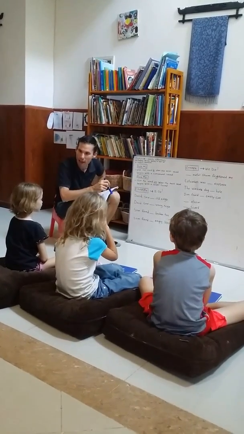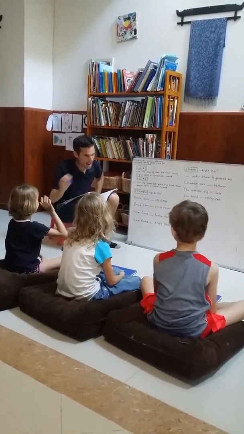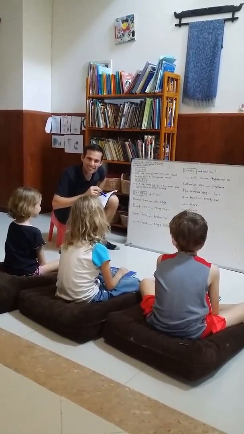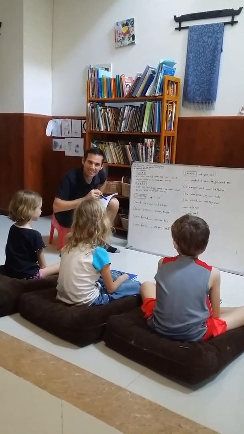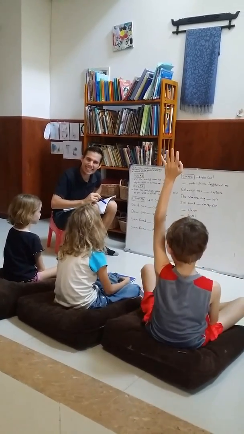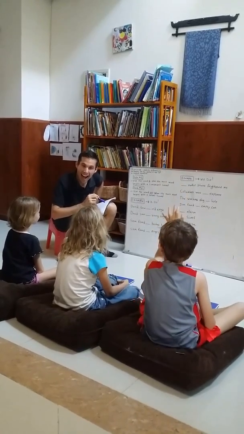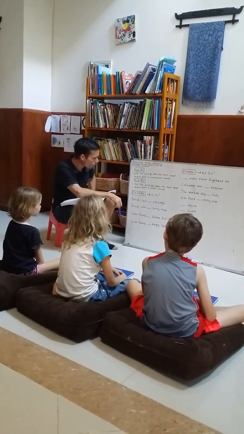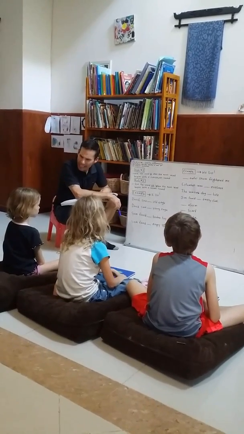Give me an example of a vowel. A. No, that's a consonant. S. A vowel. A, E. O is an example of a vowel. Very good. Okay, let's see if I can do this.